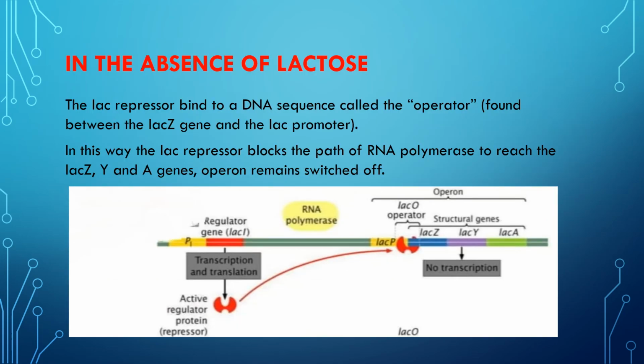As you can see, in the absence of lactose, the lac repressor binds to a DNA sequence called the operator. It is found between the lacZ gene and the lac promoter. In this way, the lac repressor blocks the path of RNA polymerase to reach the lacZ, Y, and A genes. So, the operator remains switched off.